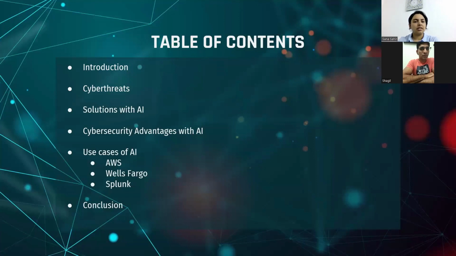So briefly, I'm going to tell you what we are going to go through. We're going to go through an introduction, the cyber threats that we'll be talking about in particular, and the solutions that can be implemented with AI. The advantages of AI and some of the use cases. We'll be talking about AWS solutions that are offered for AI implementation and companies like Wells Fargo and Splunk and how they have implemented AI for cybersecurity.